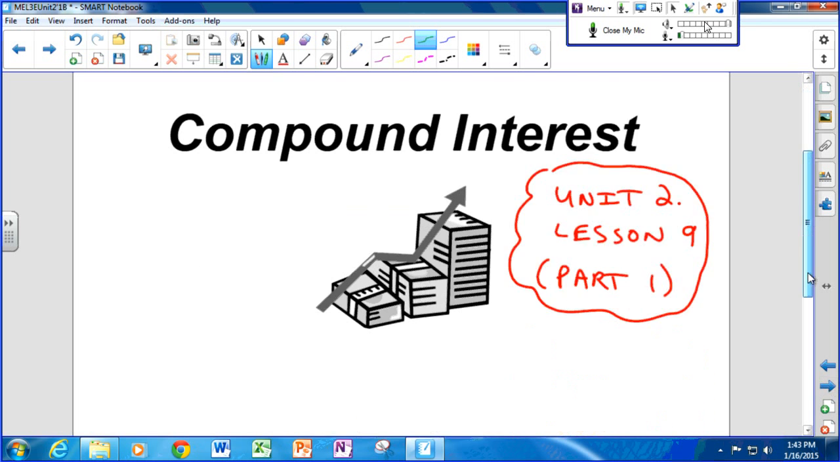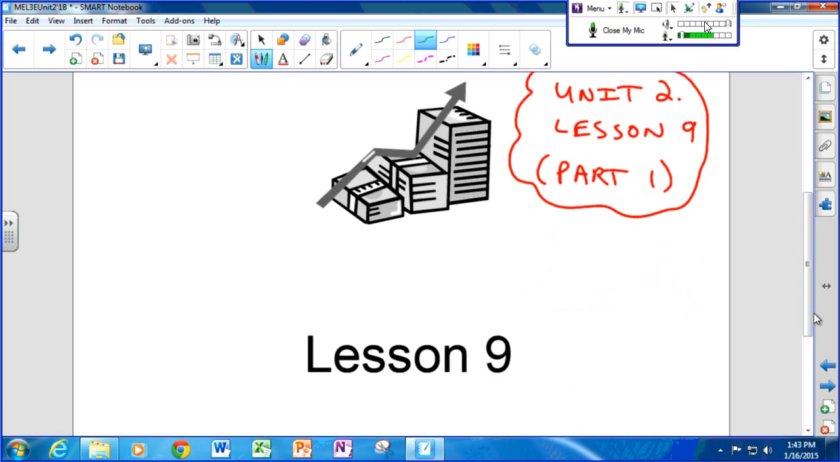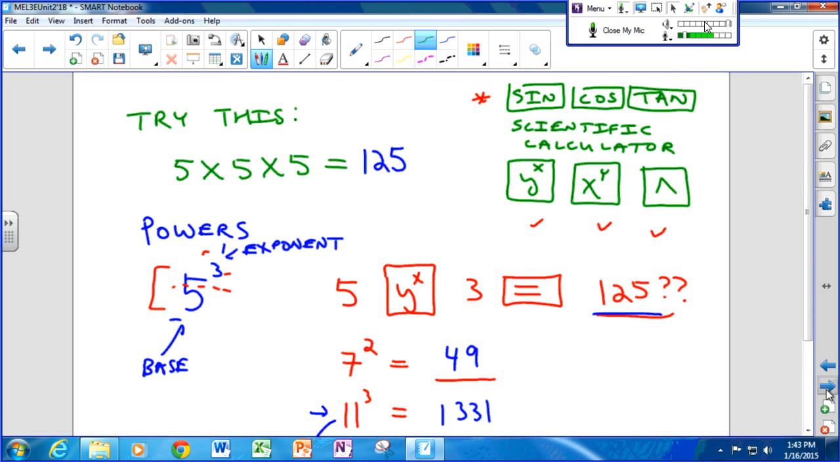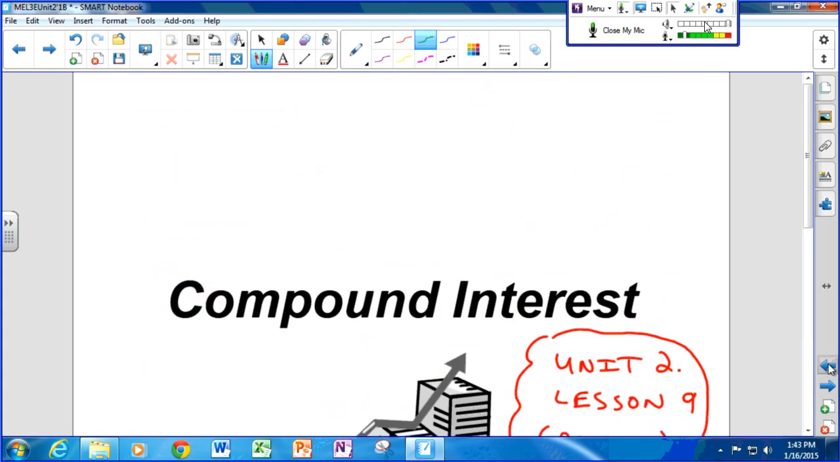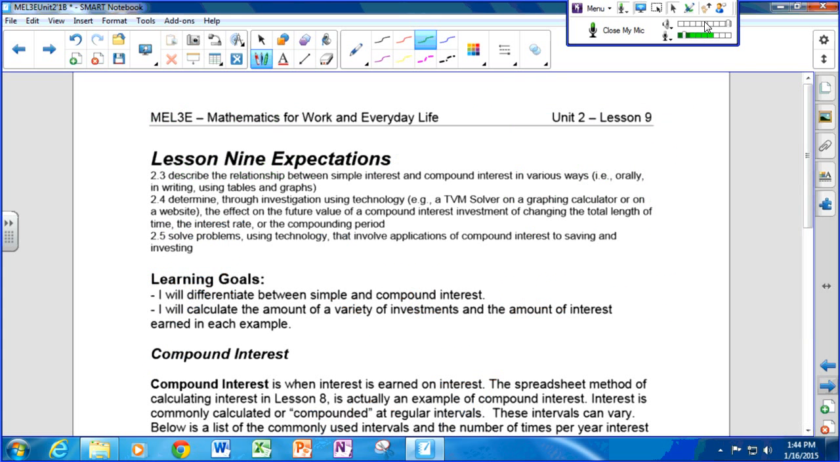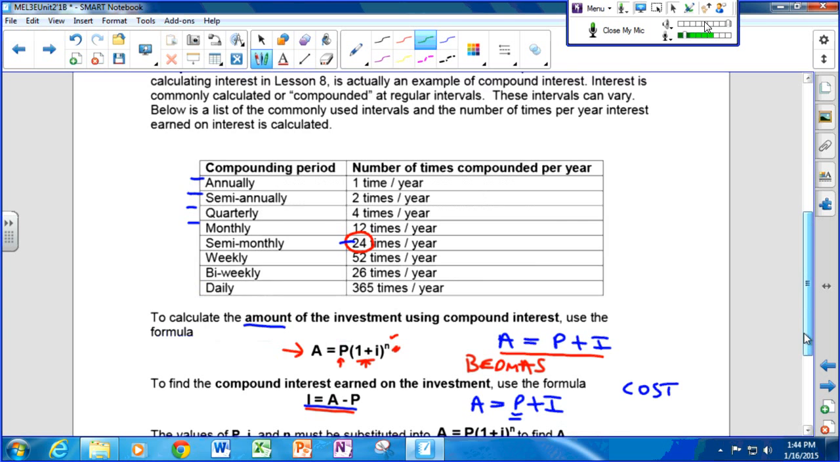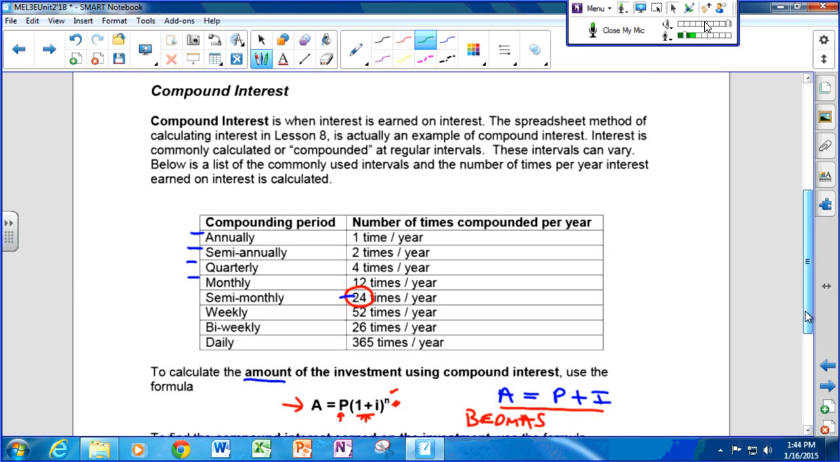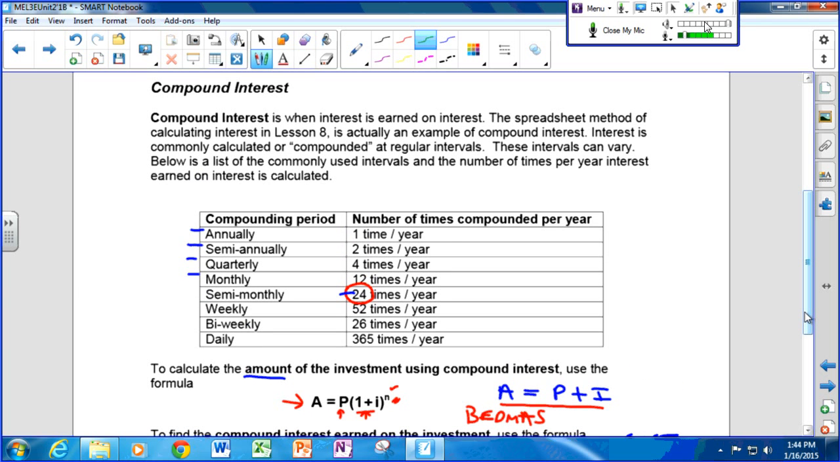Okay. So this is lesson 9, and one of the things we had to make sure that you knew is how to use your exponent button, because you need to do exponents when you're calculating compound interest. So you should be good at that by now. You might want to review that though before you go and do the exam. Try a few of these questions.